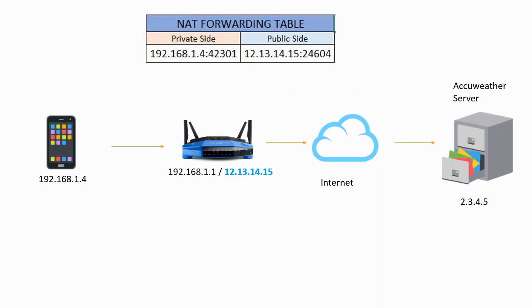Now the AccuWeather server processes the information, creates a packet, and sends that data packet to our home router. Since the packet is addressed to the public IP address, our home router again uses the network address translation table. It finds the correct recipient for that particular data packet and then forwards that packet to Jane's iPhone. This is how network address translation happens on your router.